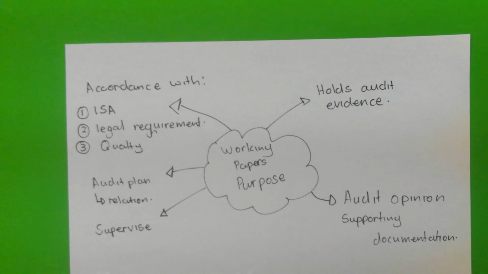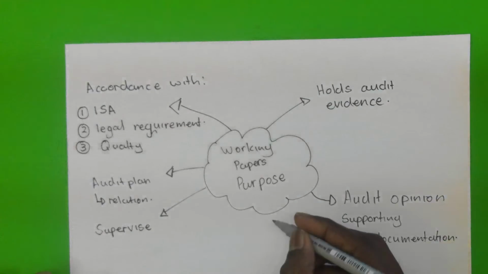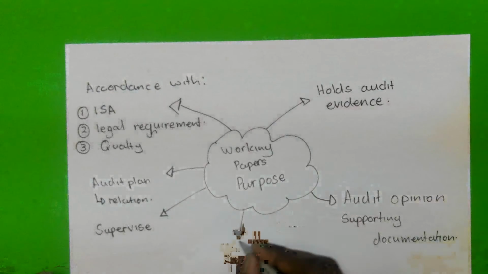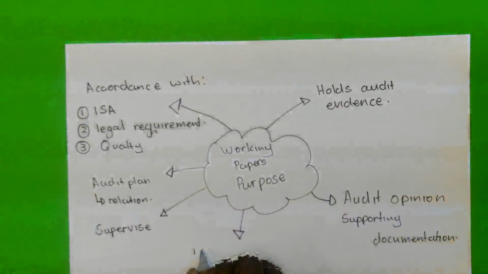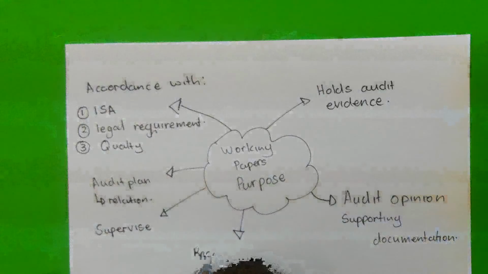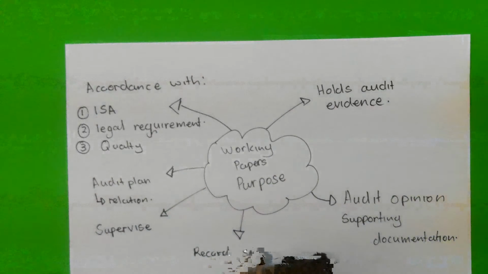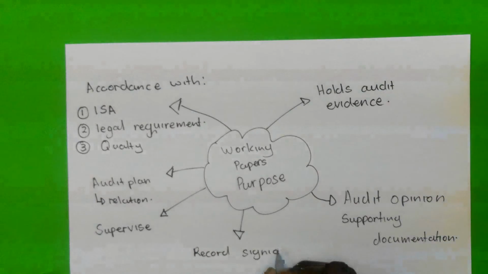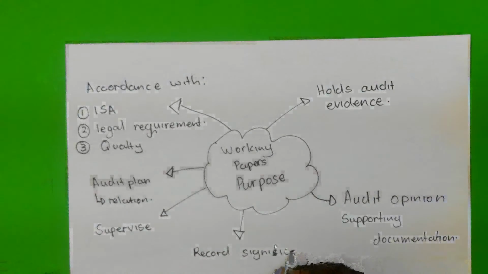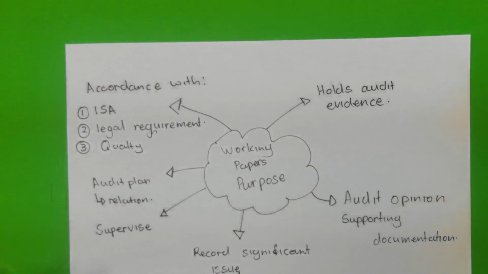And we also use our audit working paper to identify significant issues. Okay, so we want to identify and record significant issues that we find in the audit. So these are the reasons, or these are the purposes of our audit working paper.